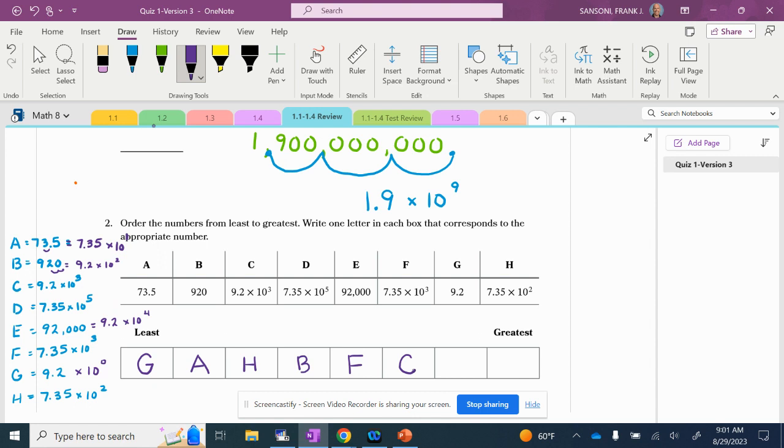And then I only have two left. I've got a 10 to the fourth, and I've got a 10 to the fifth. Which one's smaller, 10 to the fourth or 10 to the fifth? 10 to the fourth is smaller, so E is smaller. And so my largest number, my greatest number is D.